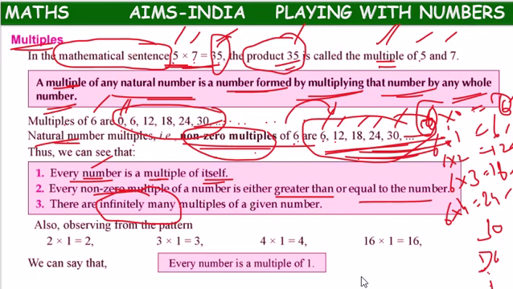Okay, next. With 1: 1 one is 1, 1 two is 2, 1 three is 3. Like that, we can tell every number is a multiple of 1. Any number we can write as a product of 1 and that number. Suppose we have 16, we can write 1 into 16. So 16 is a multiple of 1.